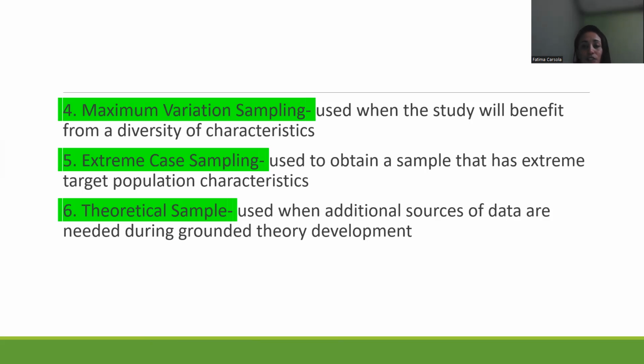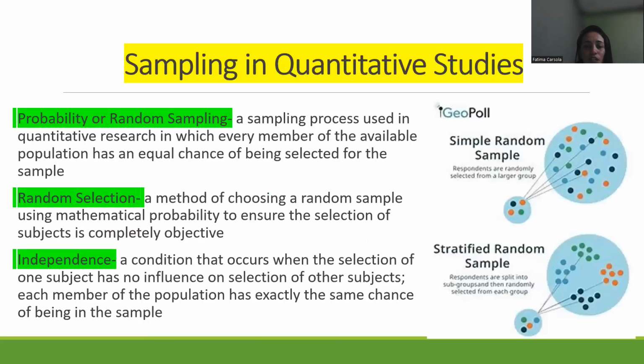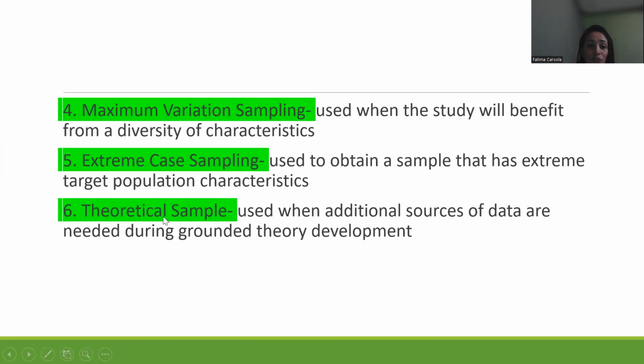For example, meron kang certain case ng patient, ipapahandle mo. Pwedeng yung na-train at saka hindi yung na-train. So yun ang tawag natin is extreme case sampling.